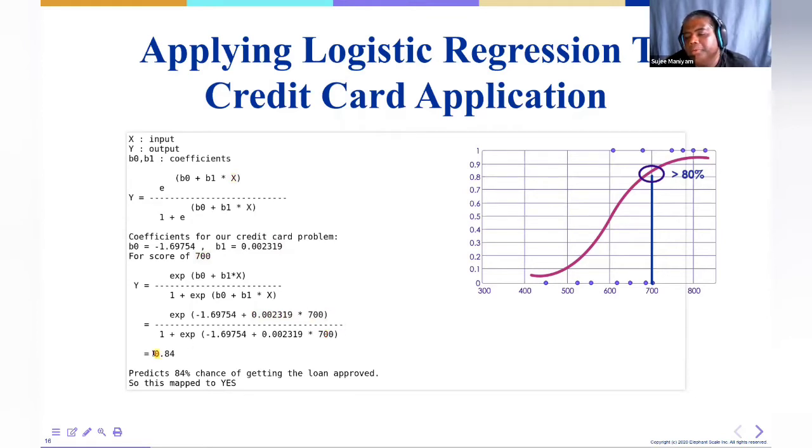and the answer is 0.84. So if the input is 700, the answer is 0.84. That's what the sigmoid function, or the logistic function, is telling me. But remember, I want a yes or no answer, and all it's giving me is 0.84. So the way you have to look at this is as a probability of you getting your credit card. If I say you have an 84% chance of getting a credit card, would you say the answer is yes or no? Probably you say yes, right?